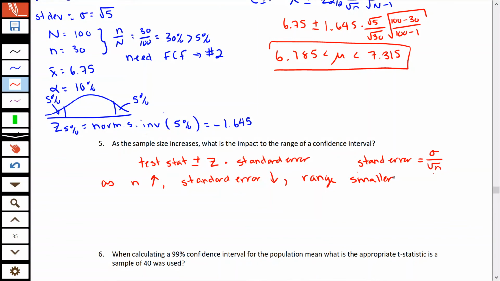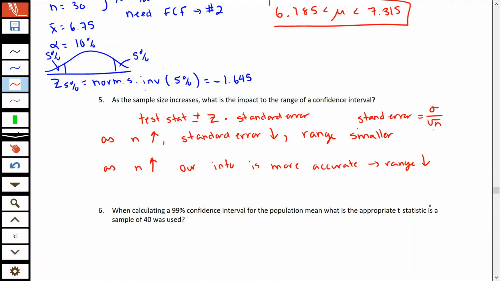We can also think about it as the fact that as n gets big, we're having a bigger sample size, so our information is more accurate. So that range is going to go down, right? There's two ways to conceptualize it, and either way, you're going to be just fine.